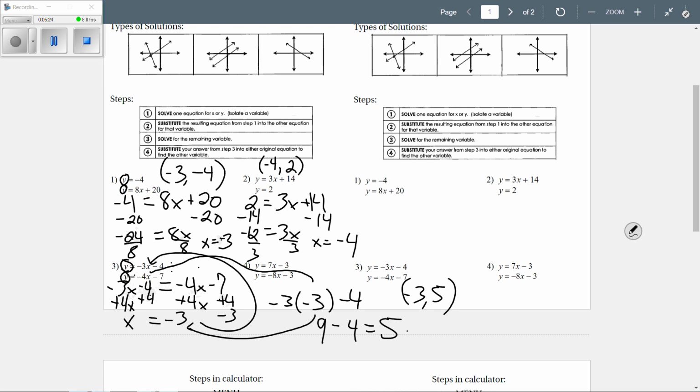Try to do number 4 on your own. Complete the worksheet. And then if you have any questions, just let me know.